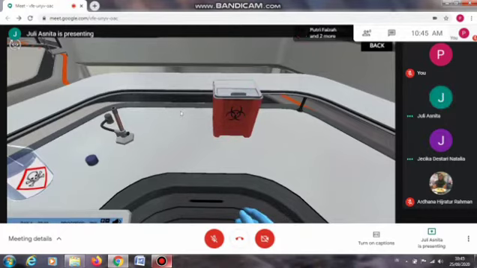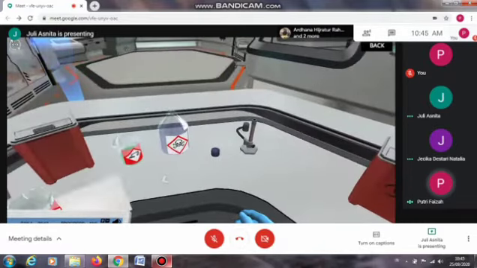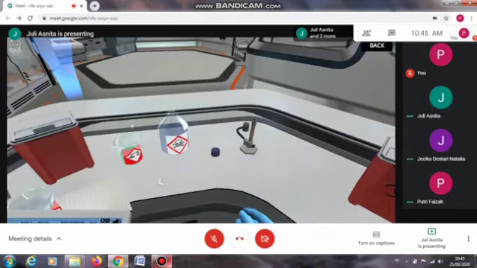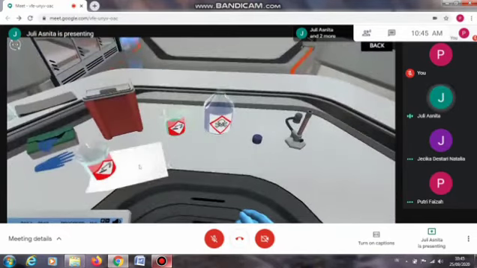There is still a protocol of a previous experiment on the table. Clean up the lab protocol. We need to dispose of the waste. Let's take the lab protocol.